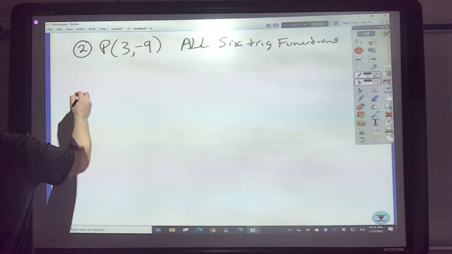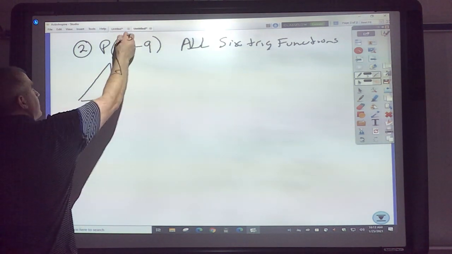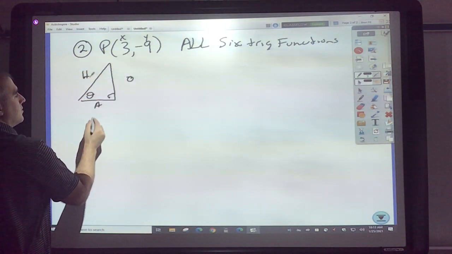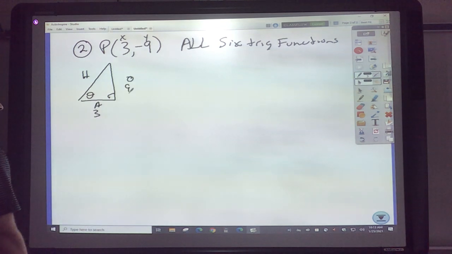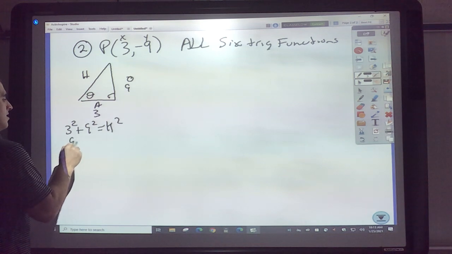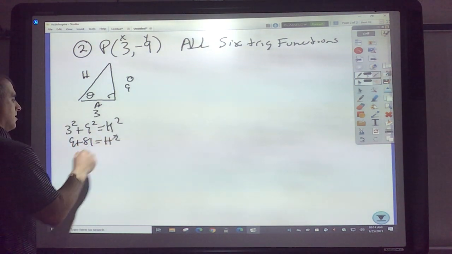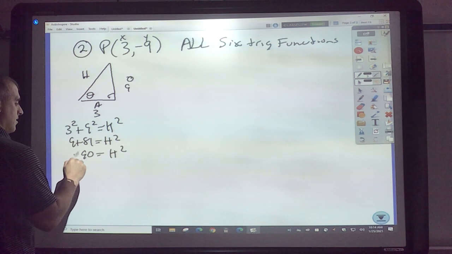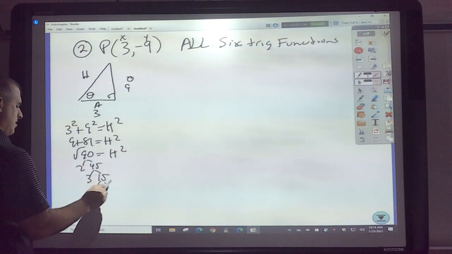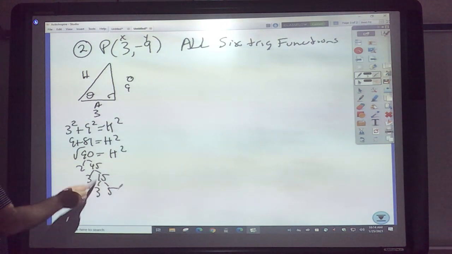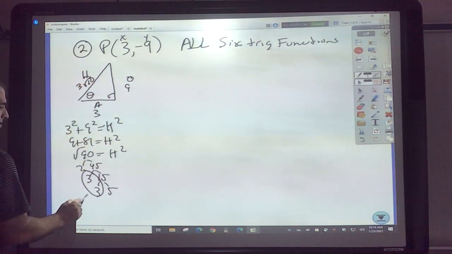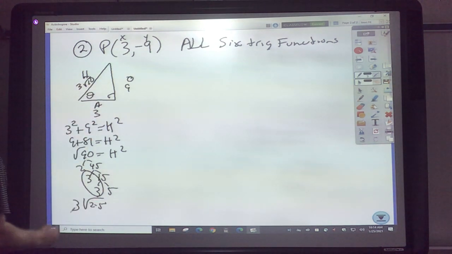Okay, so this is x, this is y, so A, O, theta, H, so this is going to be 3, 9. So 3 squared plus 9 squared is the hypotenuse squared, so 9 and 81 is 90. That would break down to 2 and 45, 3 and 15, 3 and 5, so that'd be 3 square root of 10. You got the 2 and the 5 on the inside.